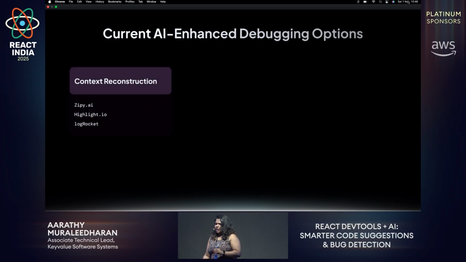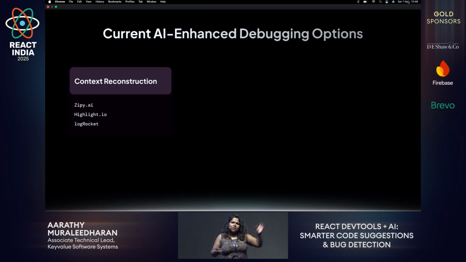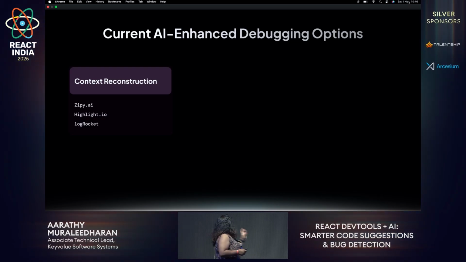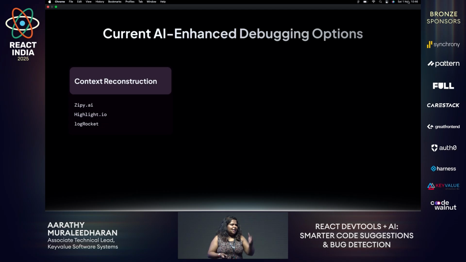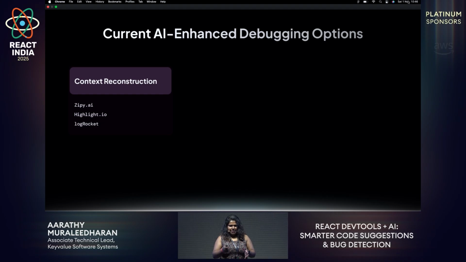So now coming to context reconstruction. I mentioned we'll be getting session replays and then event stack trace and everything. So it's not just these three tools. There are multiple other options too. I'm just giving you some examples. Now, Zippy AI, Highlight IO, LogRocket, all these platforms actually give you proper session replays of the error, and also the user interaction, what all interaction the user made at that point. Then some insights can be obtained from those applications.